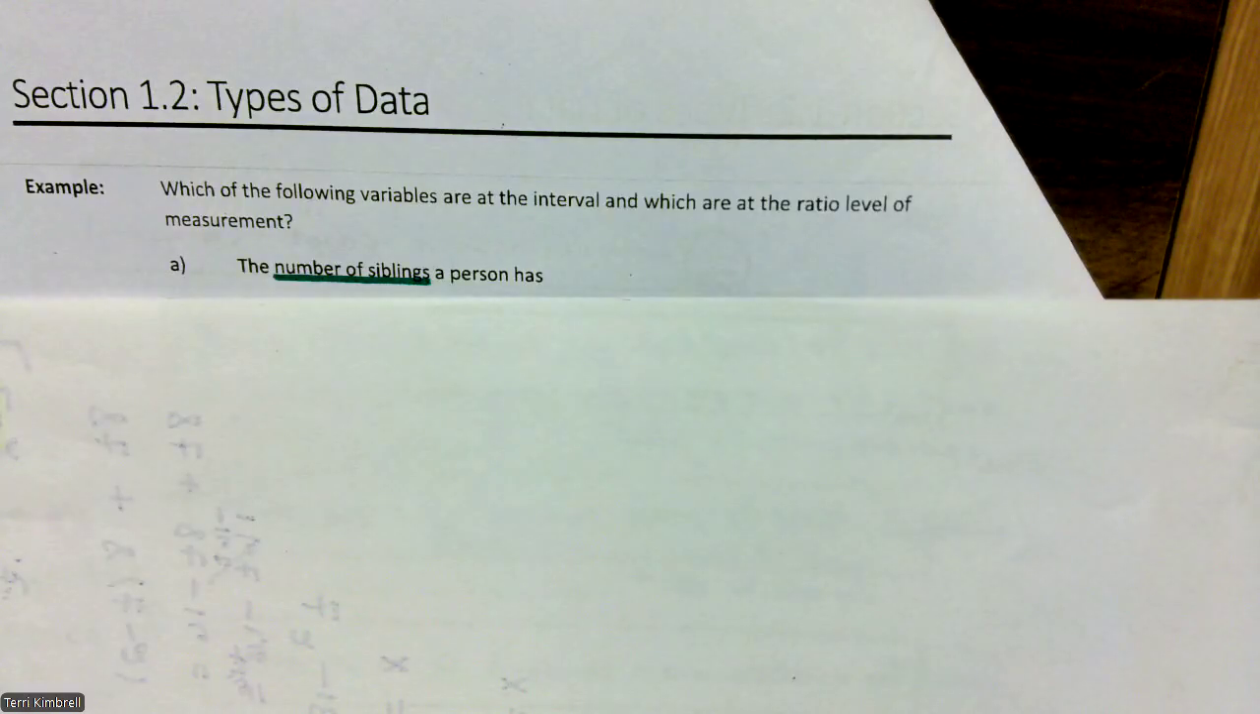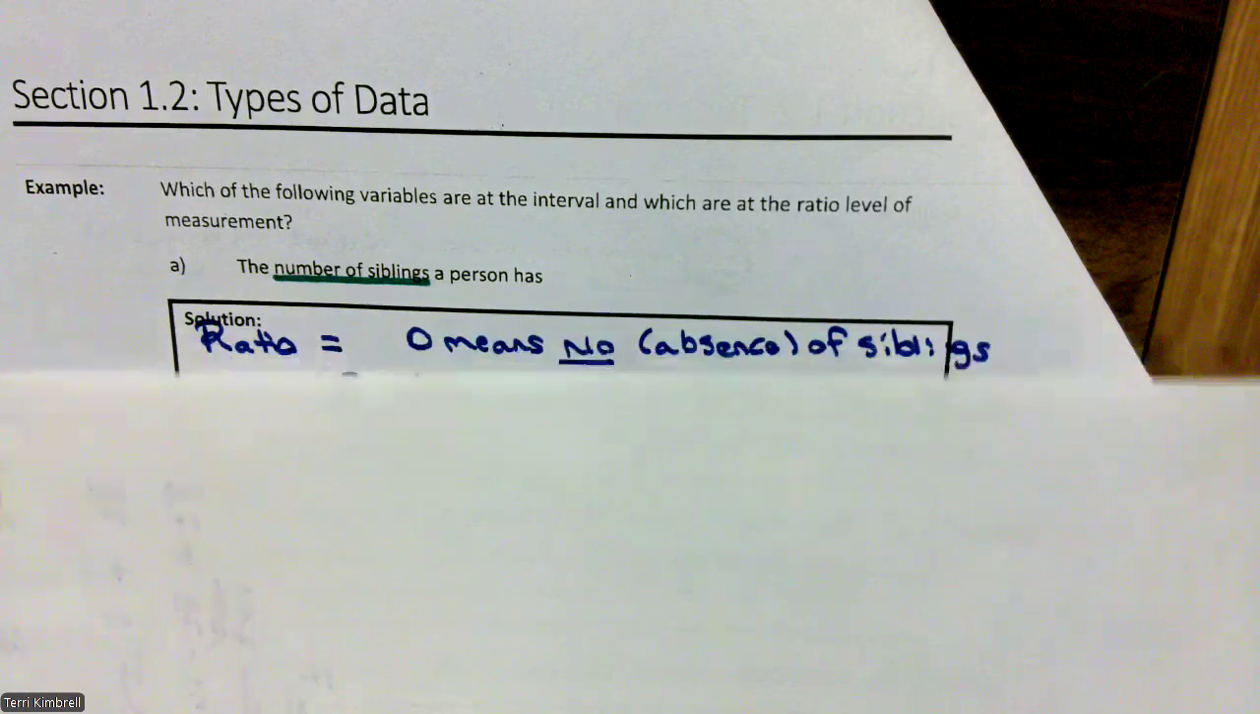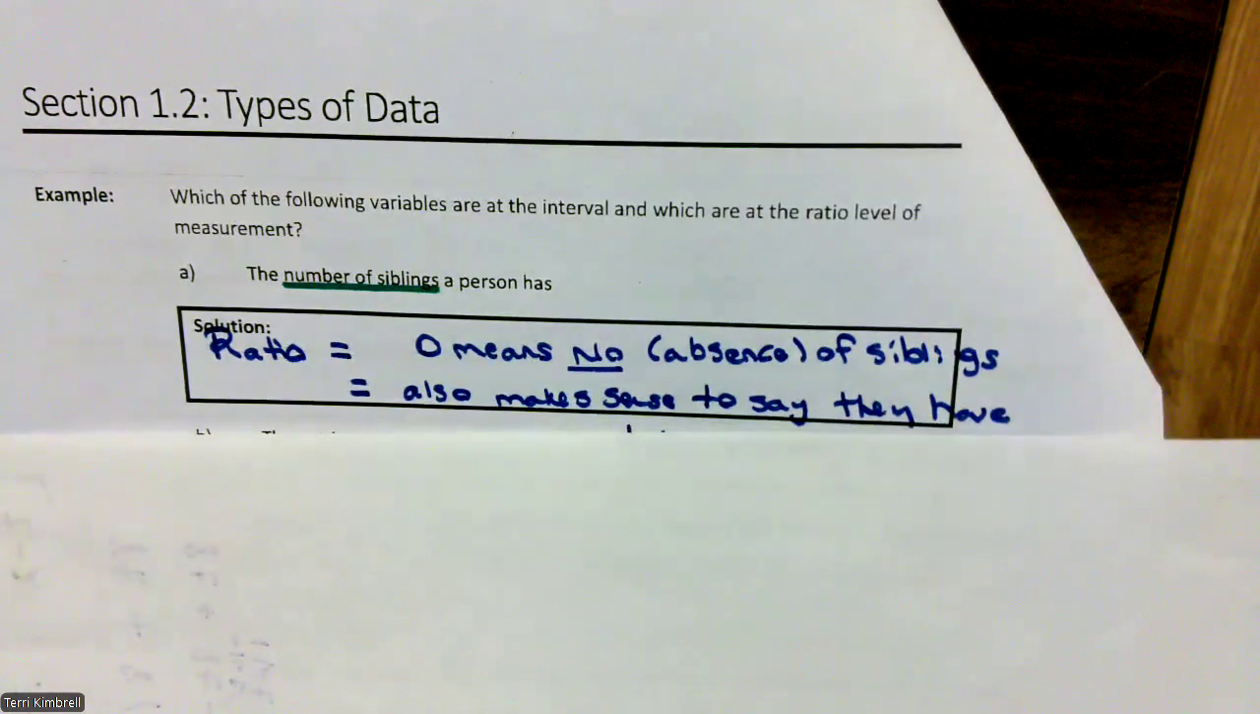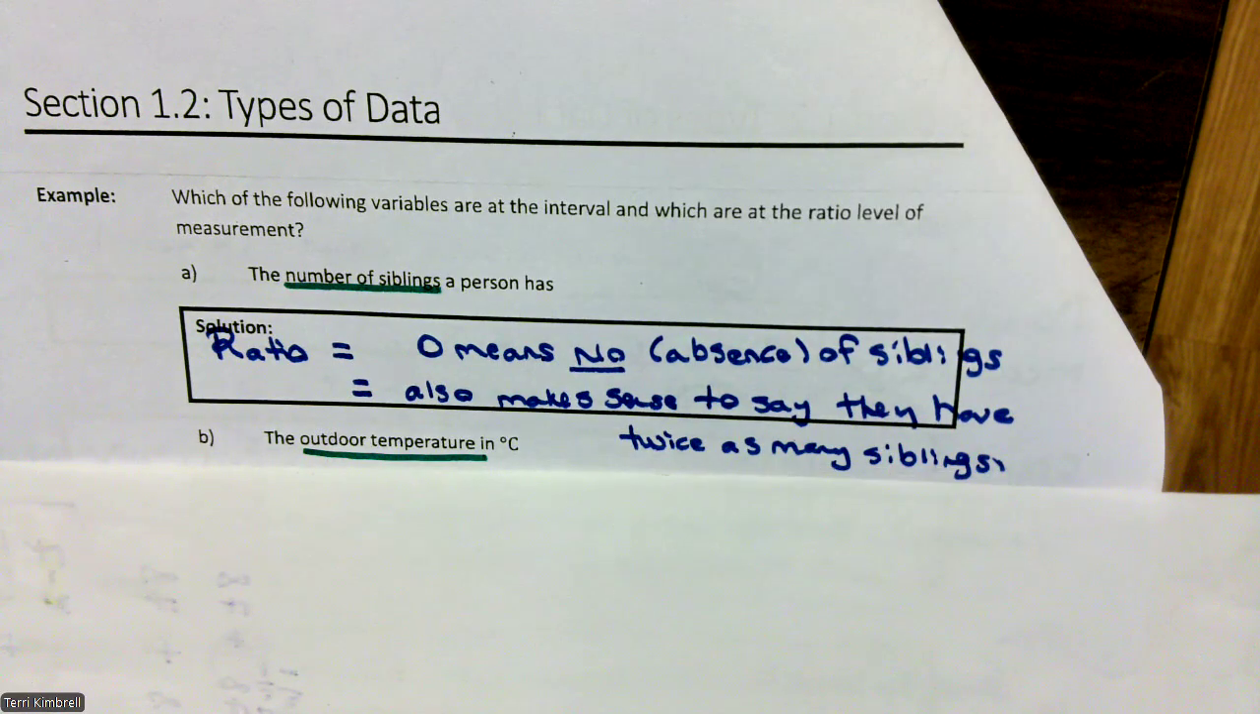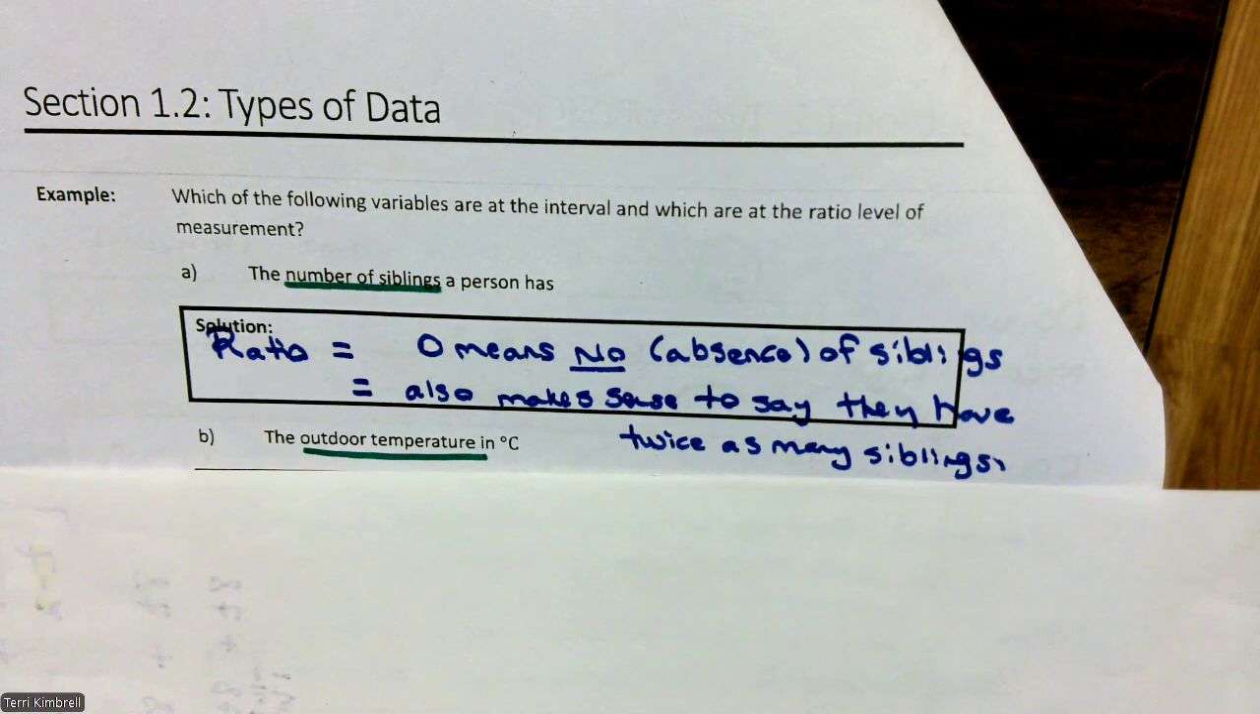Okay, the number of siblings a person has. So that is definitely countable. So we can actually say that it's quantitative. So now we need to determine if it's interval or ratio. So ask yourself the question, can you have 0 siblings? If you say yes, then it is going to be ratio because 0 means none. So you can have the absence of siblings. Also, it makes sense to say that someone could have twice as many siblings as another person.